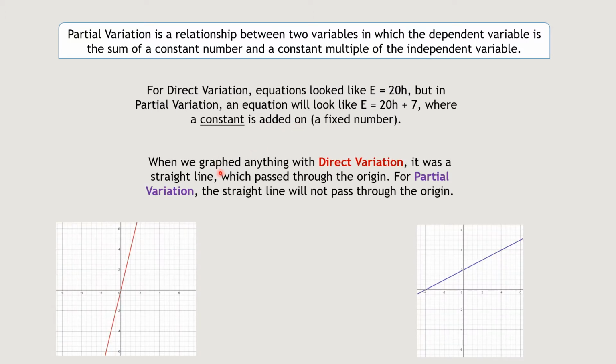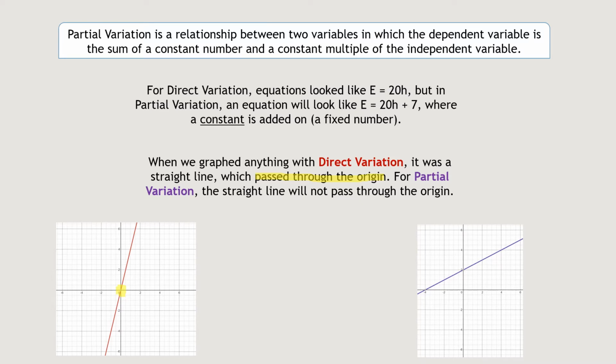When we're looking at the graph, when we graphed anything with direct variation in our last lesson, it was a straight line which passed through the origin. That's really important, that it passed through the origin. So right here, this one on the left, it's going right through the origin. But for partial variation, it does not.